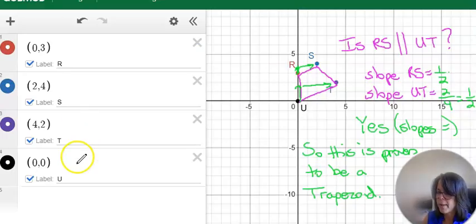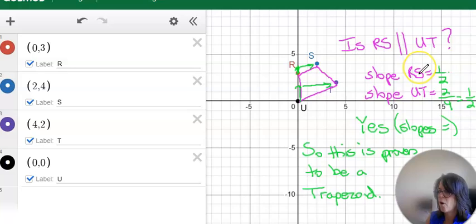All right, I plotted my points. I labeled them R, S, T, and U. And when I connected them, I could see, and it's much easier if you draw on it, that it looks like this trapezoid, if it is one really, has a top and a bottom at RS and UT. So if those 2 lines are parallel, then I can say for sure that this is absolutely a trapezoid.